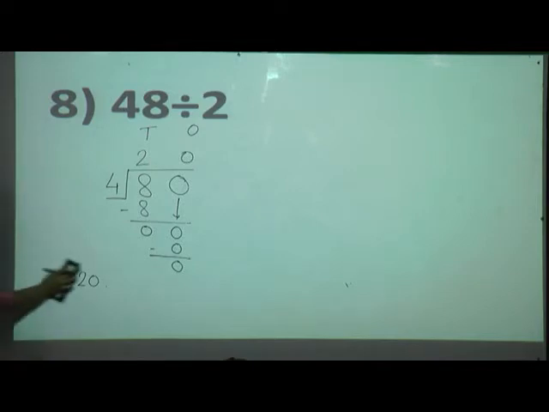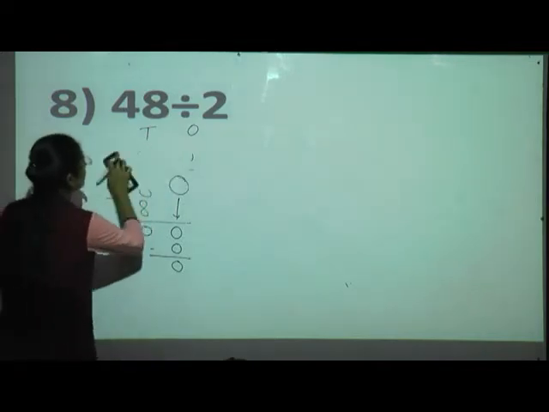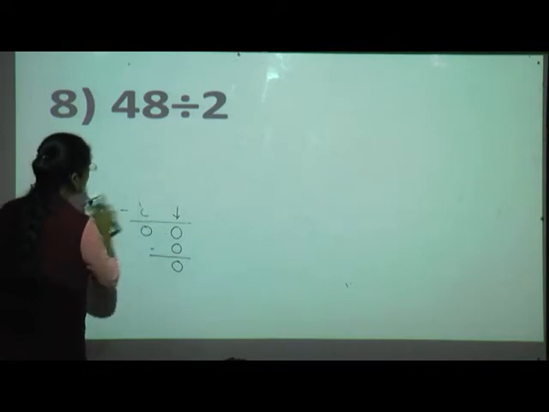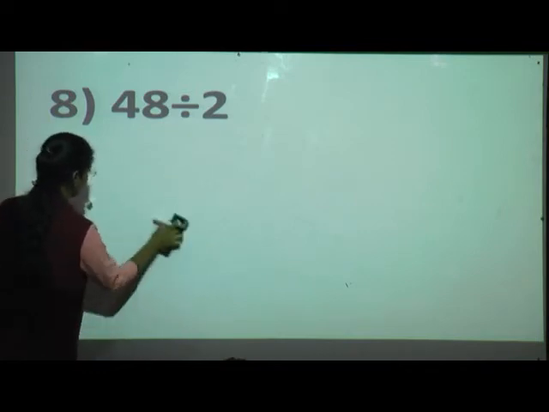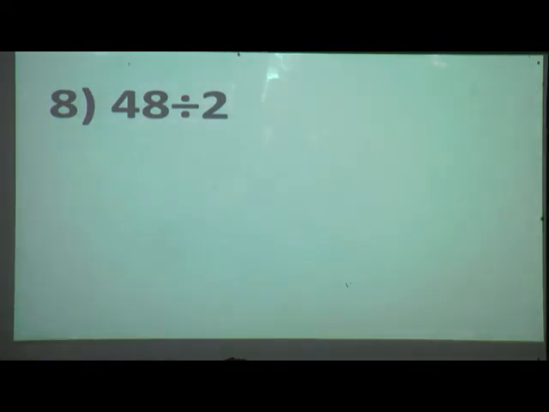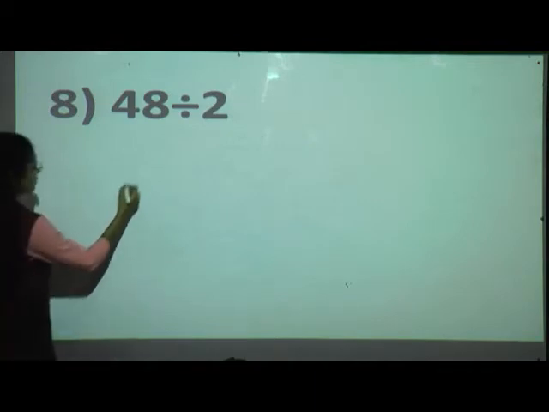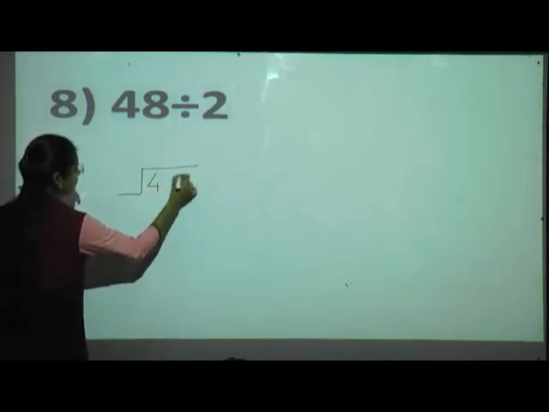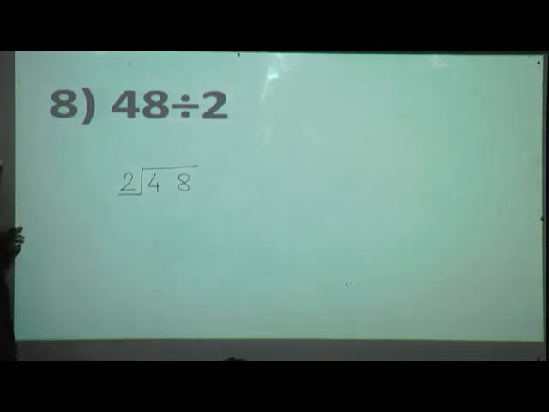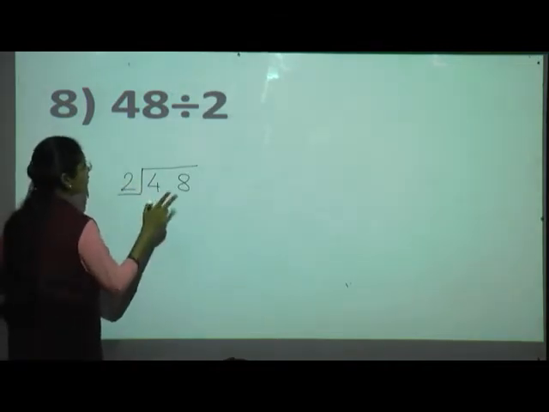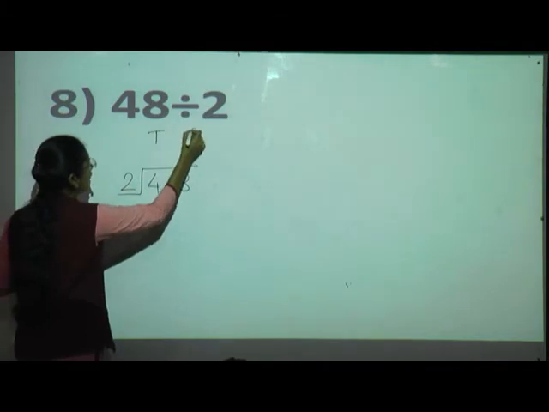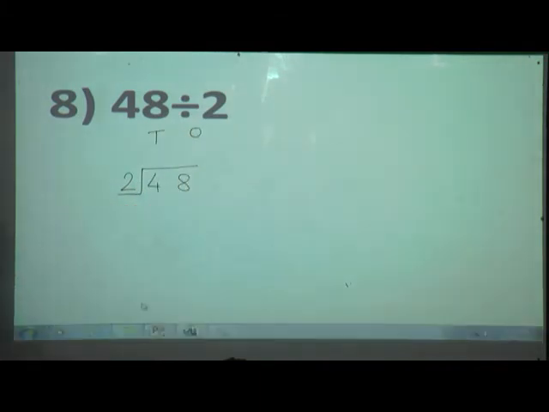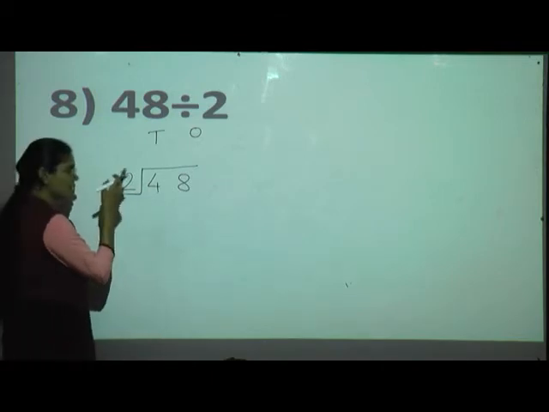Read the number. Yes, 48 divided by 2. Again 48 is a 2-digit number, so we'll write tens and ones here. T means tens and O stands for ones. Okay. Now we have to start from the left side.